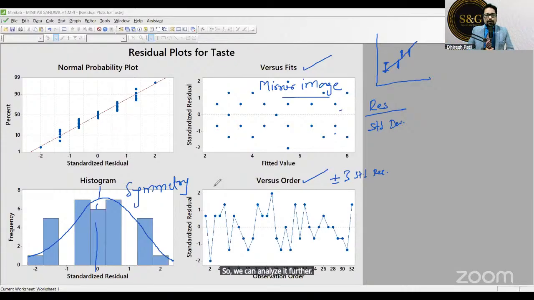Are you clear? This is just to identify whether there is any kind of misalignment. If there were any lurking variable present in the experiment, then there would be asymmetry. The mirror image may not be there. The versus order might go up and down beyond plus and minus 3 standard deviations. Okay. In this case, it is not the case. So let's go further. Let's identify the second graph.